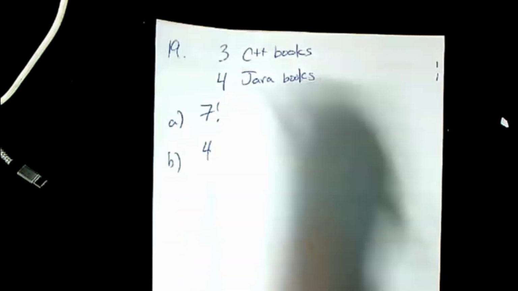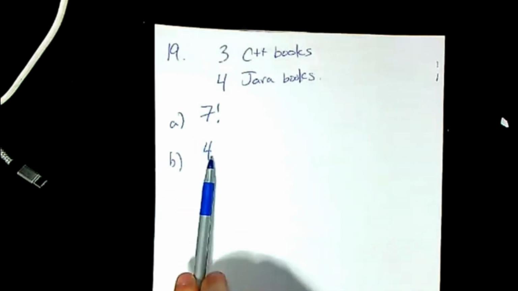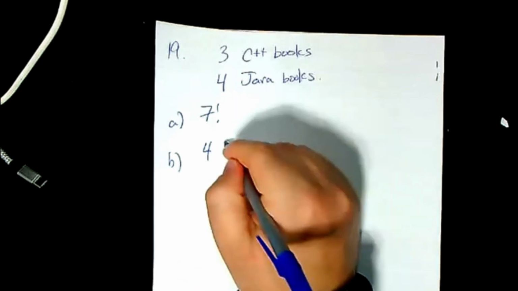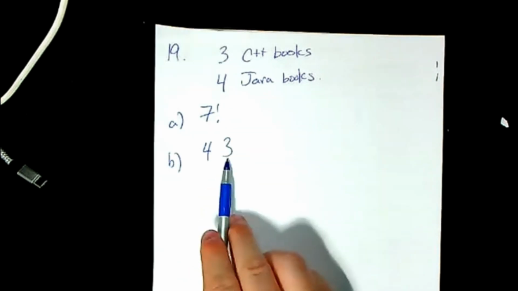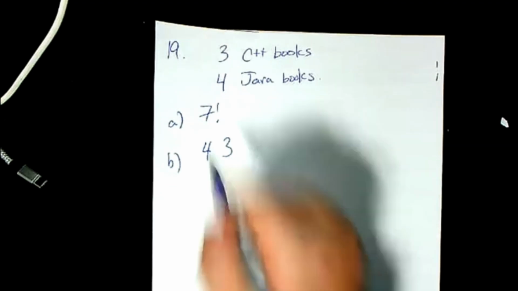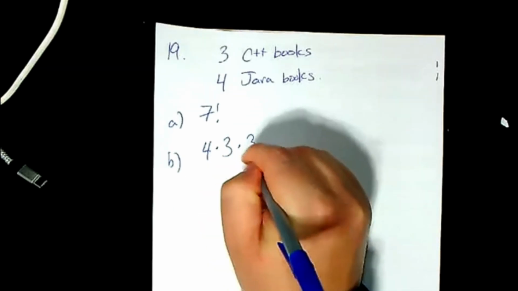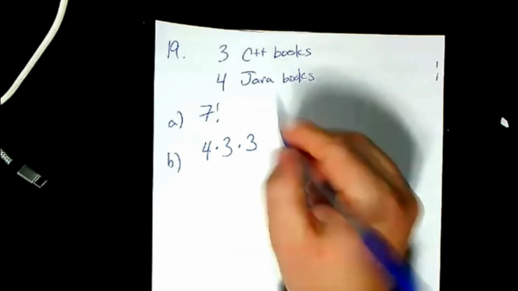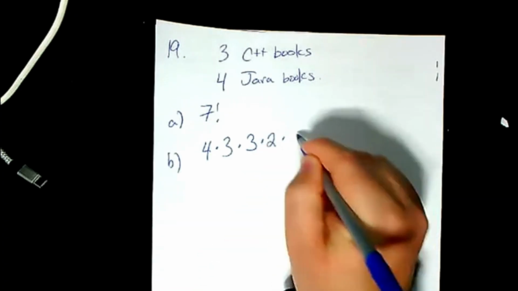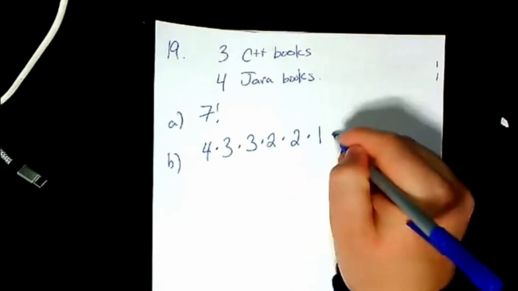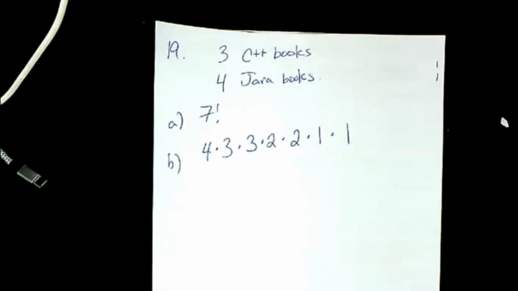Well, there are 4 Java books available. So when I put down my first Java book, there are 4 options there. Then I put down a C++ book beside it. Well, there are 3 options there. Then I put down another Java book. I now have another 3 options, 3 Java books that are left. Then I put down another C++ book. There are 2 of those left. Then I put down another Java book. There are 2 of those left. Then I put down another C++ book. There's 1 of those left. Then I put down the last Java book. There's 1 of those left.